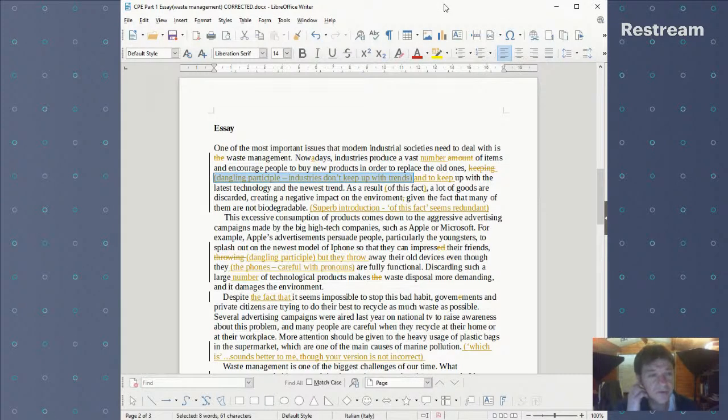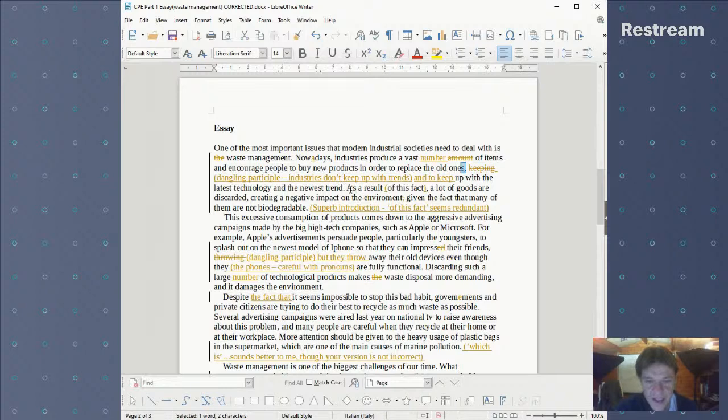And if you're not careful of these dangling participles, then it will introduce a lot of ambiguity into your writing. So do always try and make sure your participle phrases are describing the subject in the main clause. So I changed this to comma, and so that we could have encourage people to buy blah, blah, blah, and to keep up with the latest technology and the newest trend, because then that made more sense to me.